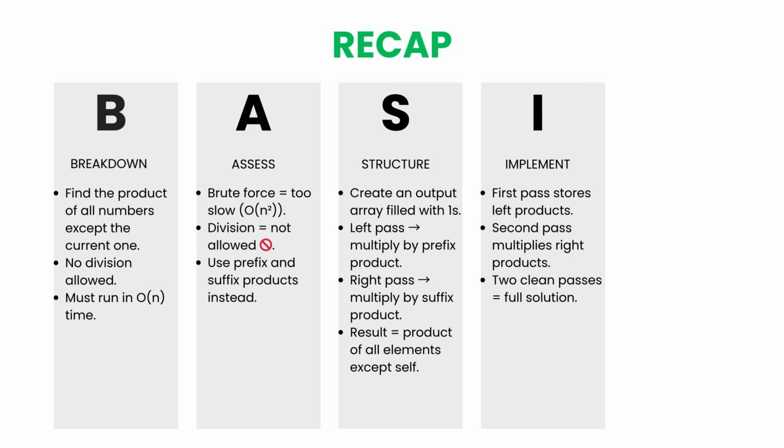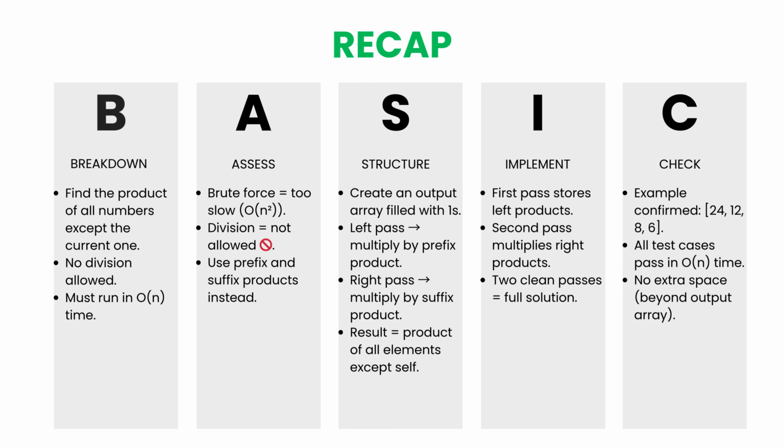Implement recap. In code, this came together beautifully. The logic flowed through 2 clean loops, no division, no nested iterations, and constant extra space. It's efficient, neat, and easy to understand once you see it in action. Check recap. When we ran the example, 1, 2, 3, 4, the result, 24, 12, 8, 6, confirmed everything worked perfectly. All test cases passed, validating both the logic and efficiency.